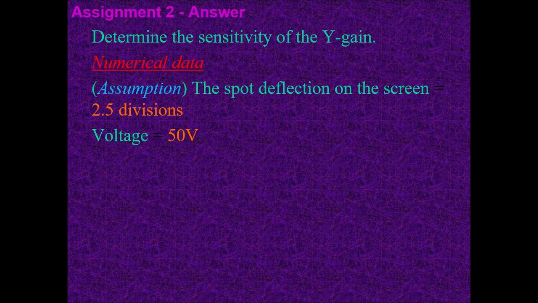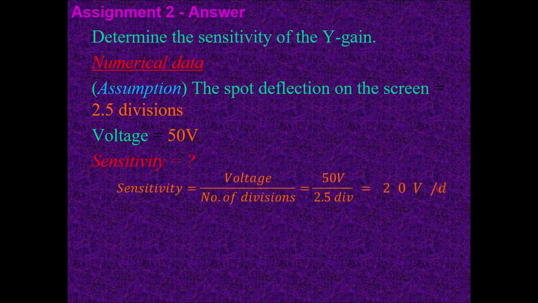So sensitivity will be voltage divided by displacement. The sensitivity will be 50 divided by 2.5 divisions, giving us 20 volts per division. But what was the question asking us to get? The sensitivity of the Y gain. That's going back to the question. So basically you have the answer to the question: the sensitivity of the Y gain is 20 volts per division.